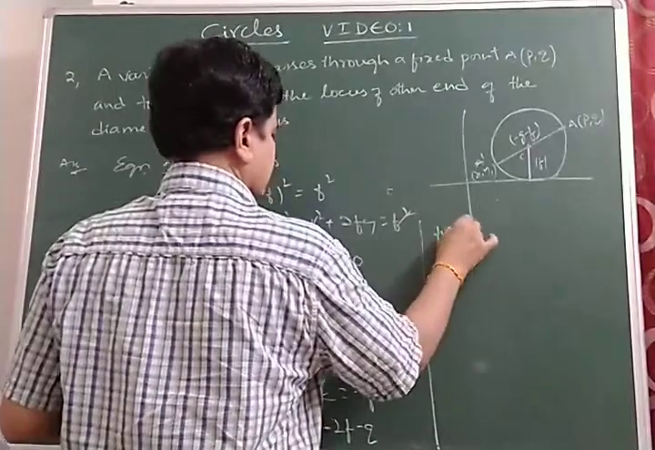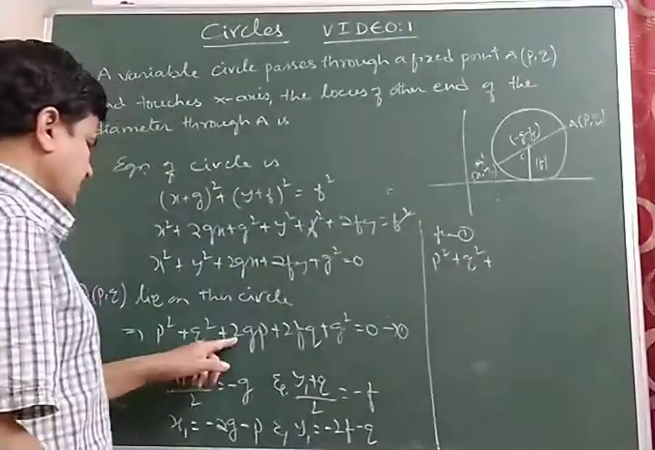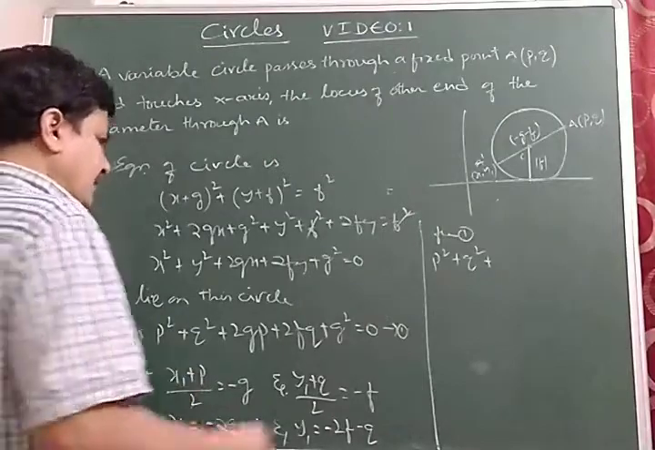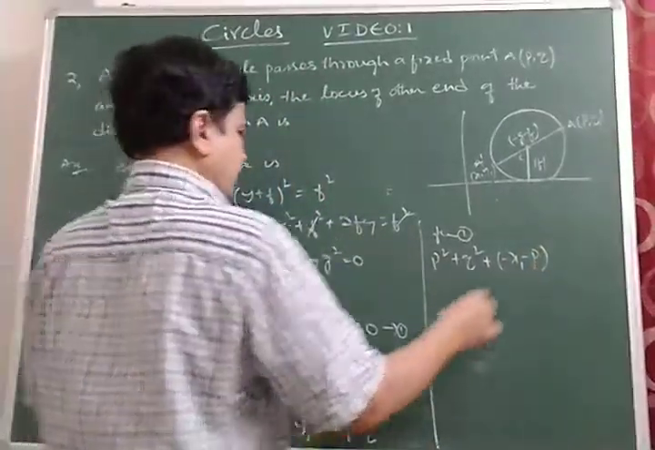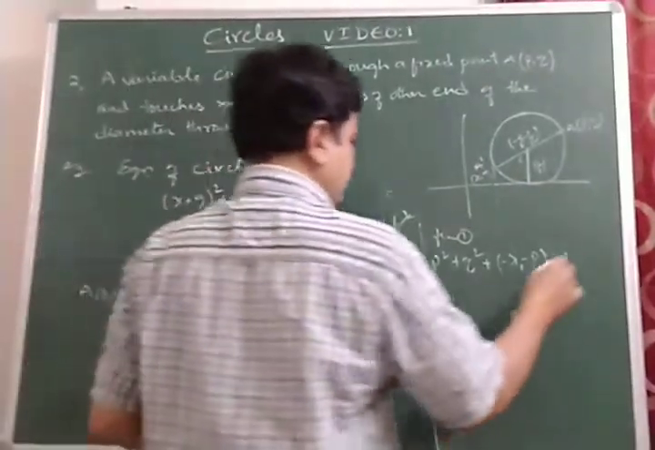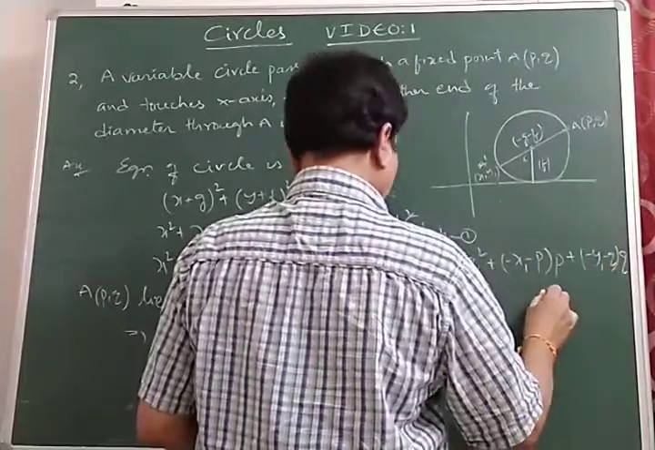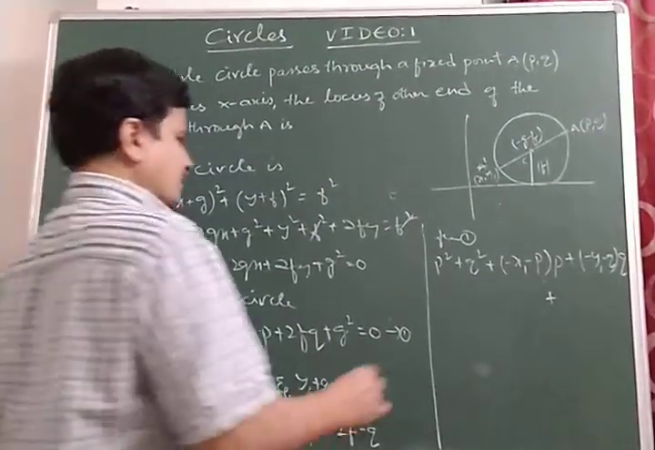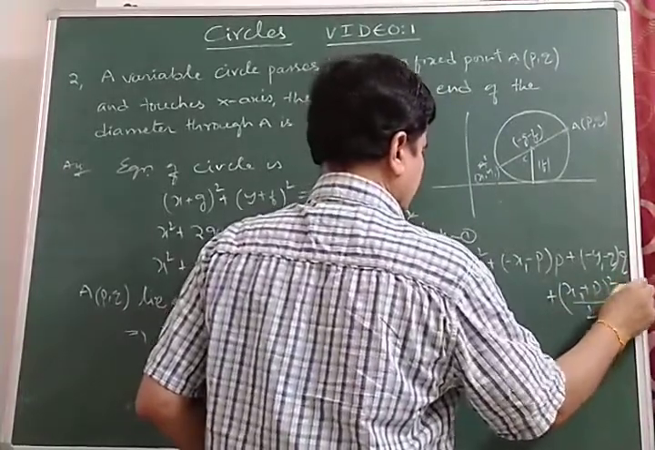From 1: p square plus q square plus 2g, 2g means minus x1 minus p, into p, plus 2f, 2f means minus y1 minus q, into q, plus g square. g square means (x1 plus p) by 2 whole square, is equal to 0.